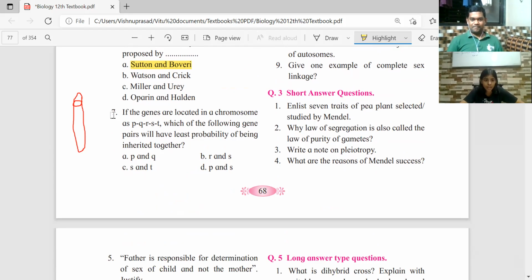Seventh one. If the genes are located in a chromosome as P, Q, R, S, T, which of the following gene pairs will have the least probability of being inherited together? This is linkage. Those genes which can be inherited together are called closely linked genes. What will be the answer here?